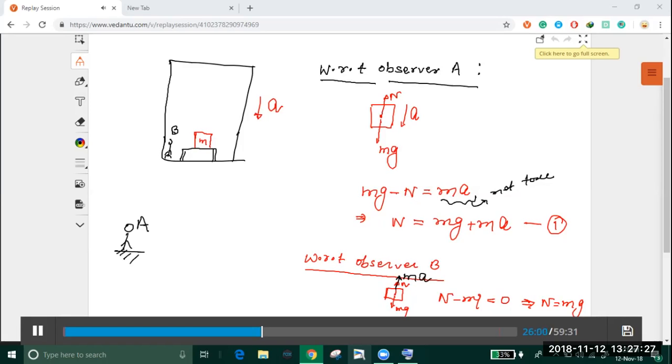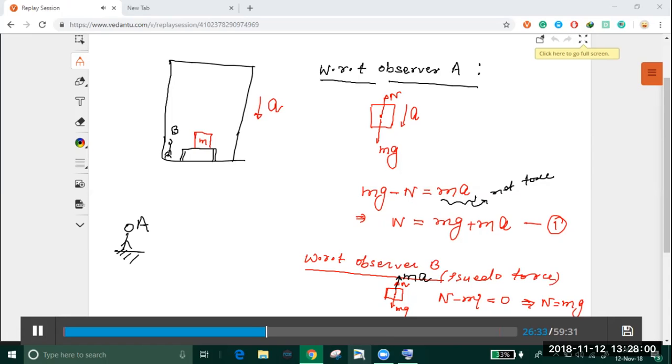Clear now? So in this case, when observer B is in a frame that is actually moving, that frame is actually moving, we don't call this an inertia force. We call this a pseudo force. Pseudo force makes our calculation easy, right? That's why we introduced the pseudo concept.